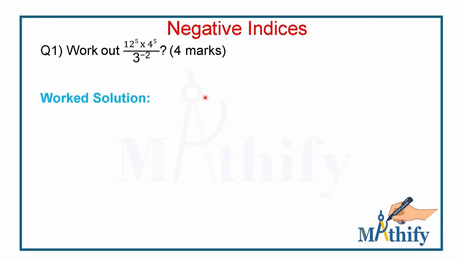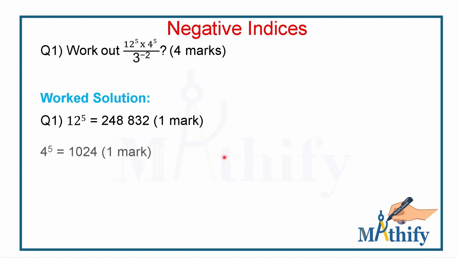The first important step when solving this question is to be able to work out 12 to the power of 5. 12 to the power of 5 would be equal to 248,832. That will be your first mark. Next, we work out 4 to the power of 5. So 4 to the power of 5 is equal to 1024. So these are your 2 marks secured already.